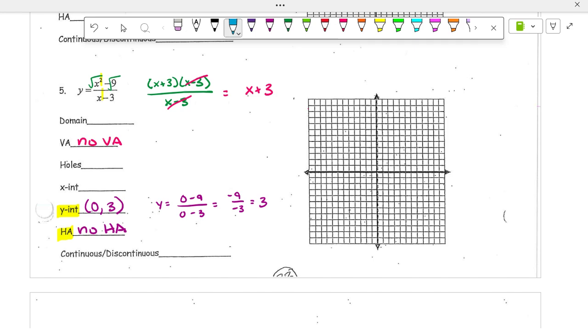So my hole is going to be wherever x minus 3 equals 0. So x minus 3 is equal to 0. What's that going to look like? x will equal 3. That's the x value of the hole. The y value, you plug back into the simplified version. So y would equal 3 plus 3. So y is equal to what? 6. So I have a hole at (3, 6).